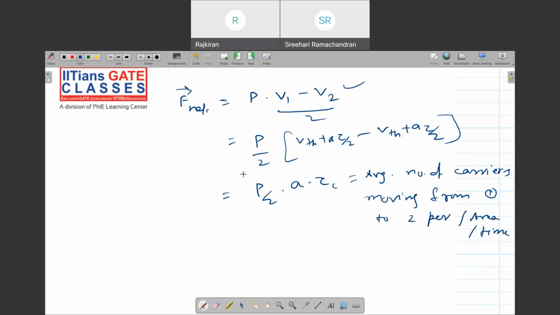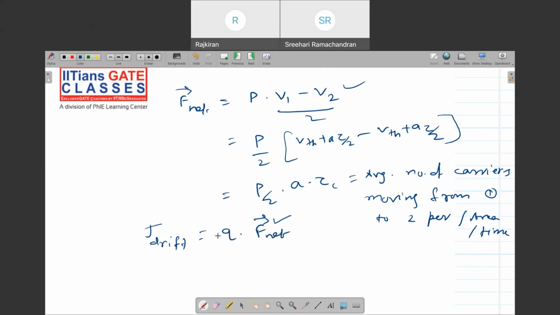So if I want to calculate the current, it is nothing but the number of carriers moving per unit time into charge. So that is dq by dt. Current is nothing but dq by dt, right? This is the number of charge carriers moving per time into charge. That will give me the drift current. So the drift current per unit area will be equal to Q into net flux.